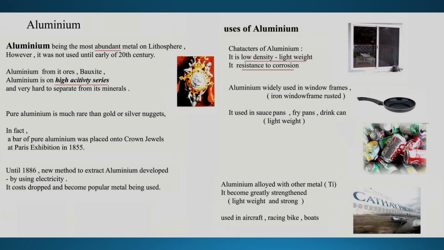Aluminium itself is a soft metal, as an earlier example with other metals. But once you alloy it with titanium, you can greatly increase its strength. It is strong enough to be used to build aircraft bodies because of its lightness, and yet it becomes very strong. So it is used to build aircraft bodies as well as racing bikes, and boats can be made of aluminium.